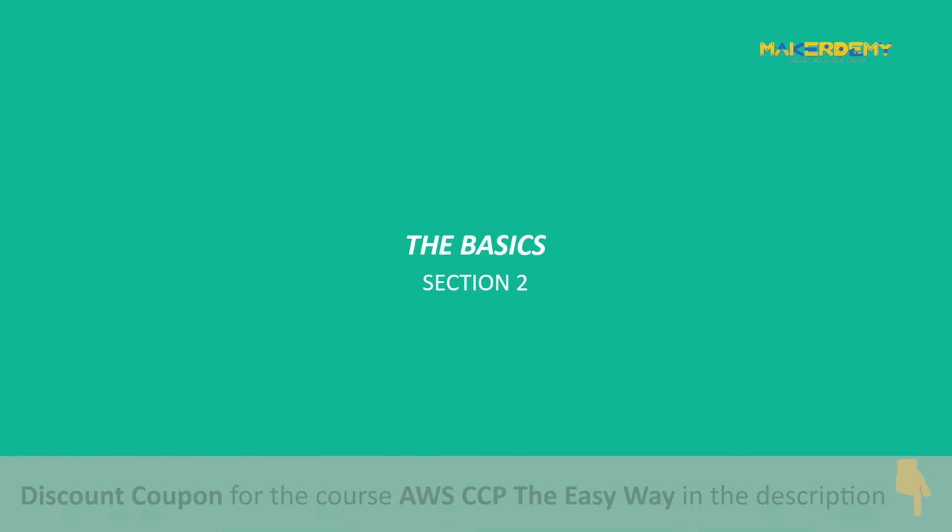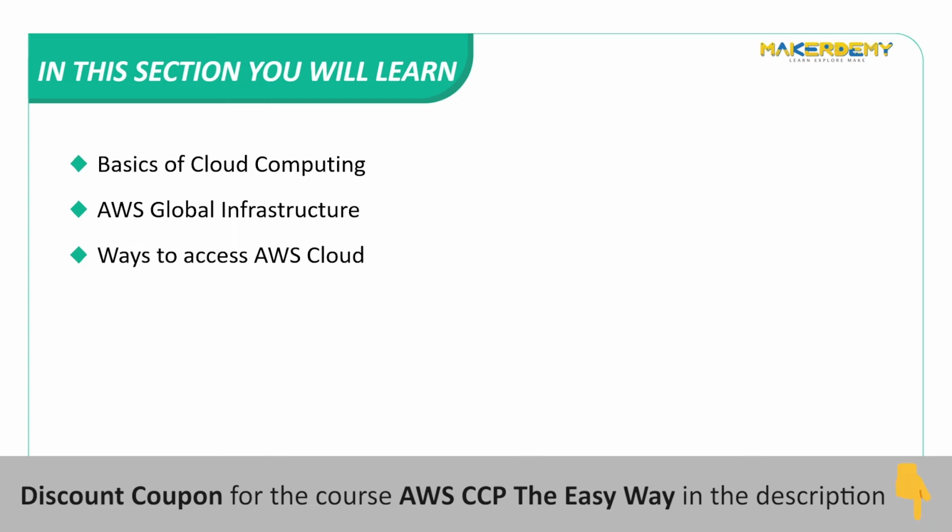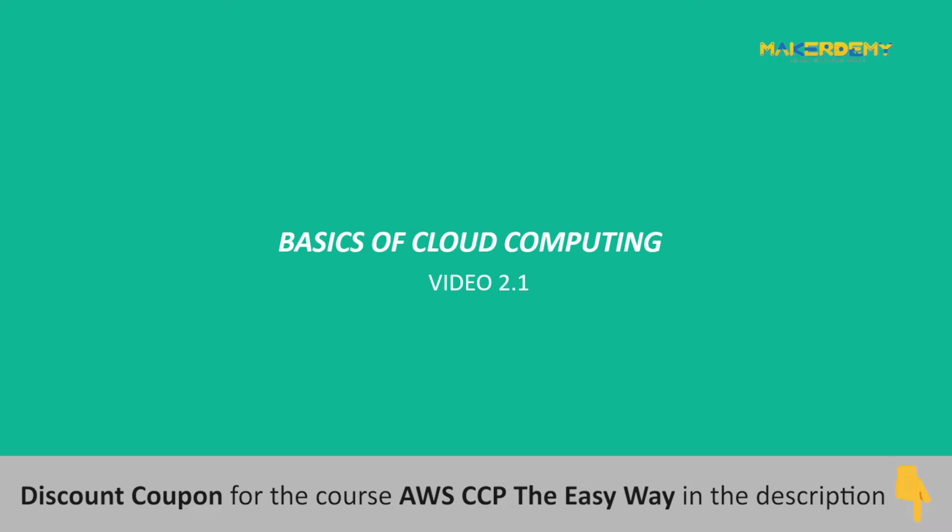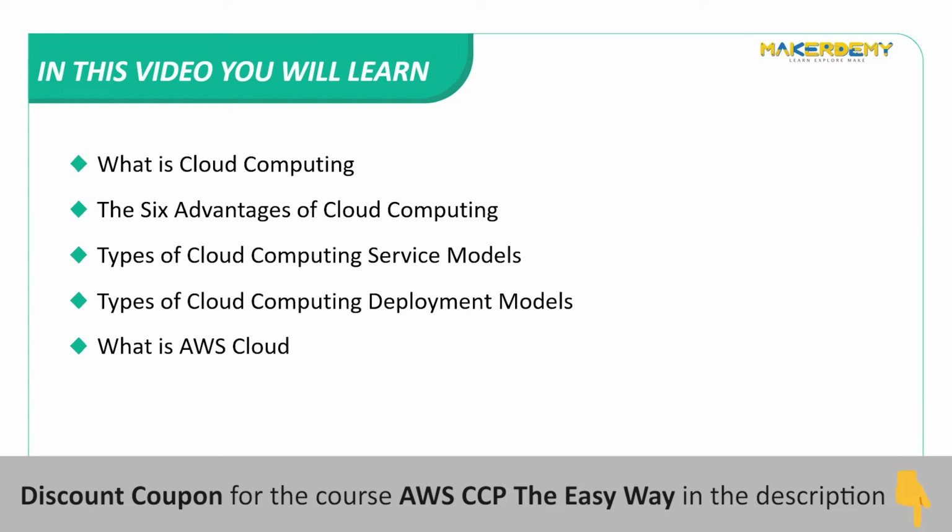Section 2, The Basics. In this section, we will learn the following topics: Basics of Cloud Computing, AWS Global Infrastructure, Ways to Access the AWS Cloud. Video 2.1, Basics of Cloud Computing. In this video, we will cover the following topics: What is cloud computing? The 6 advantages of cloud computing, types of cloud computing service models, that is IaaS, PaaS, SaaS, types of cloud computing deployment models, that is public, on-premise, hybrid.